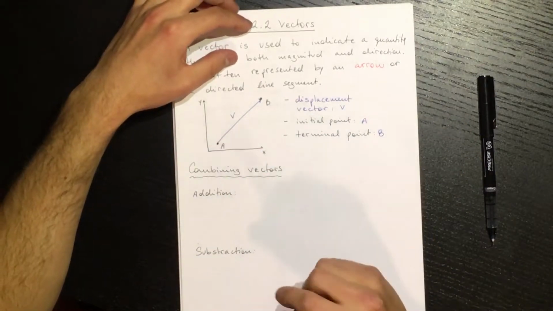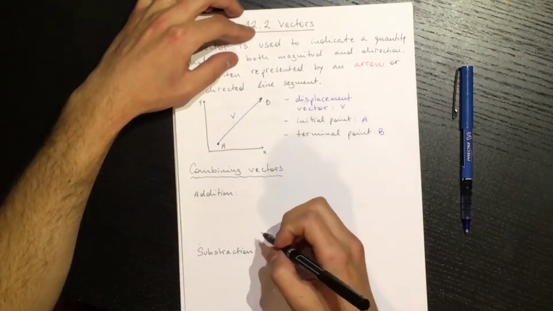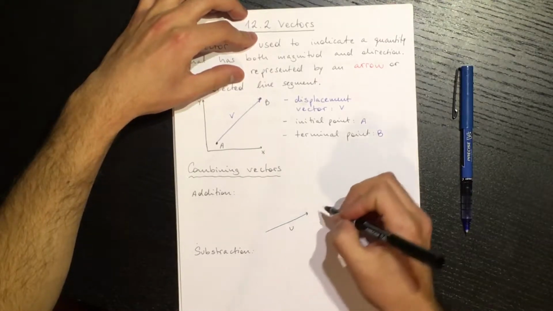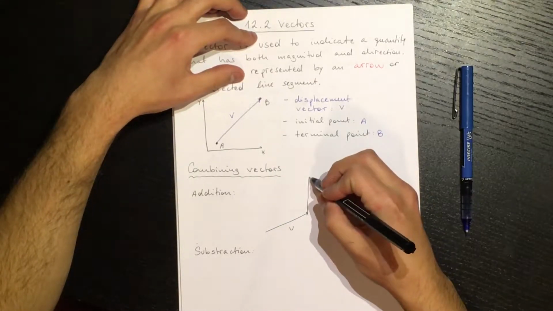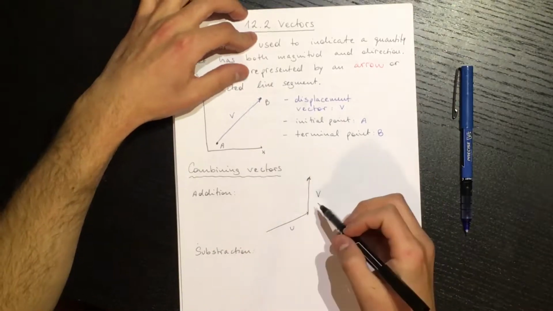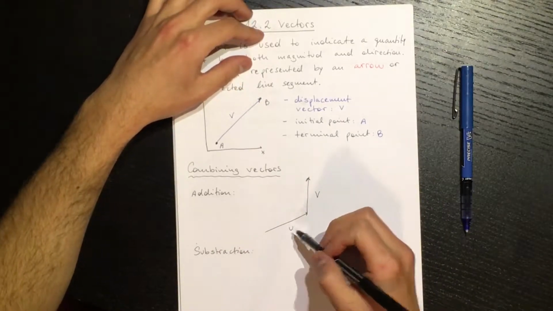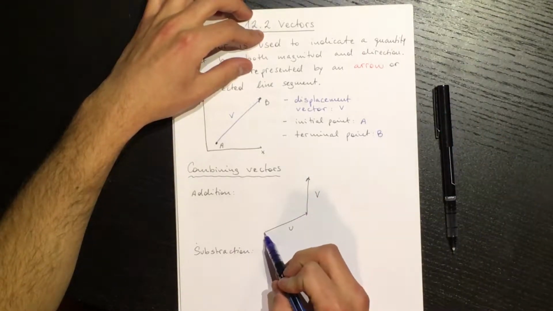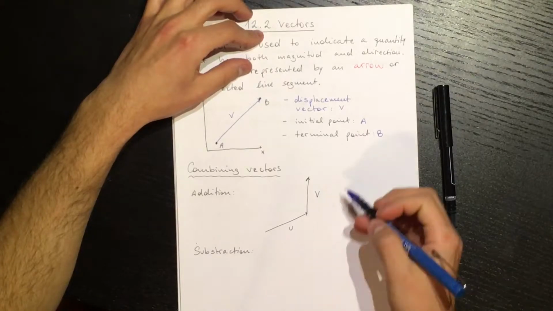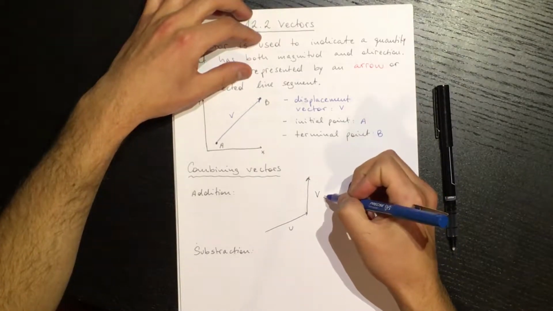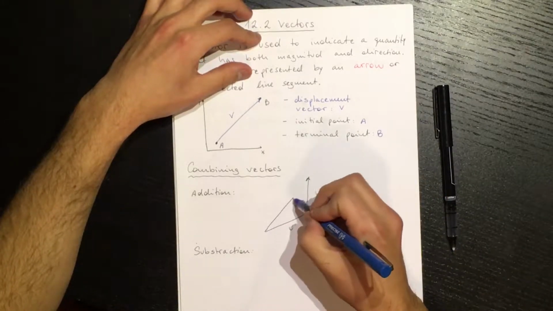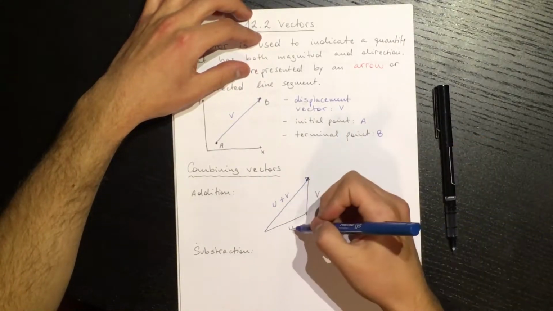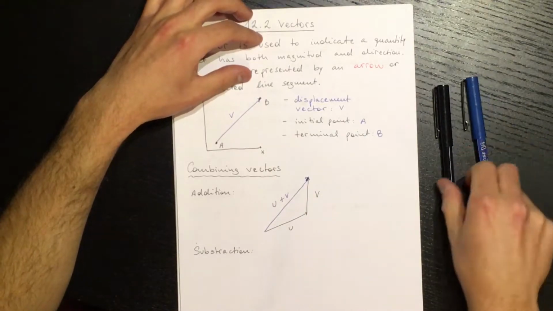Combining vectors. Let's say we have the vector U and then the vector V. The addition of U plus V is going to be, we start from where U starts and go towards the end of vector V. So in this case, this is going to be U plus V. Remember, U and V are both vectors.